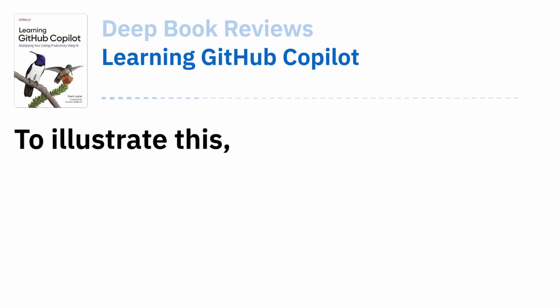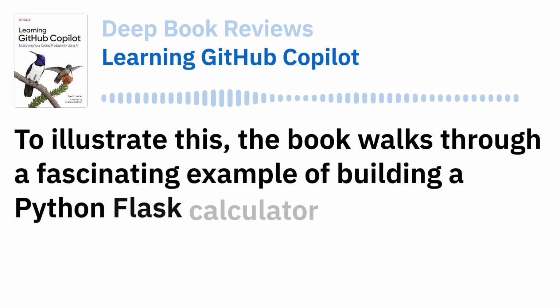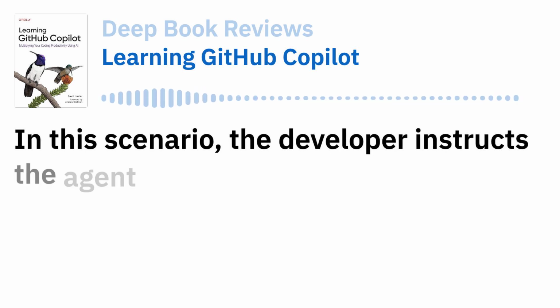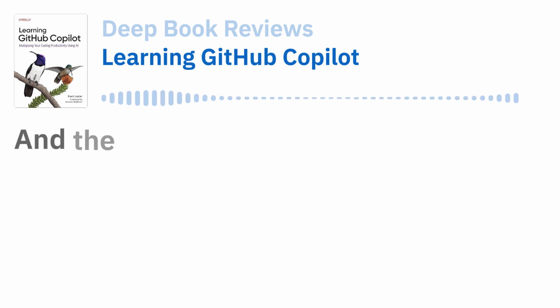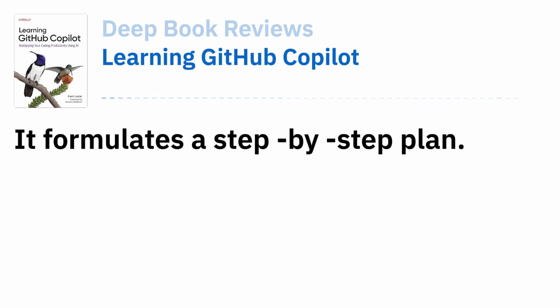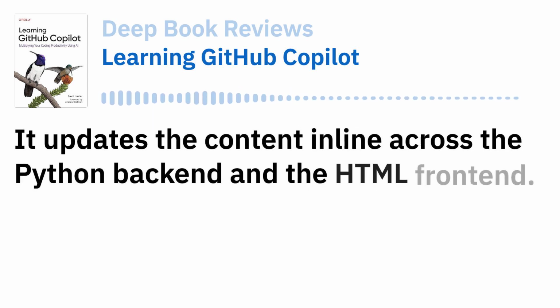To illustrate this, the book walks through a fascinating example of building a Python Flask calculator application. Right, I remember that. In this scenario, the developer instructs the agent mode to enhance a basic functional web calculator, and the agent doesn't just dump code into the chat. It formulates a step-by-step plan. It updates the content inline across the Python backend and the HTML frontend.